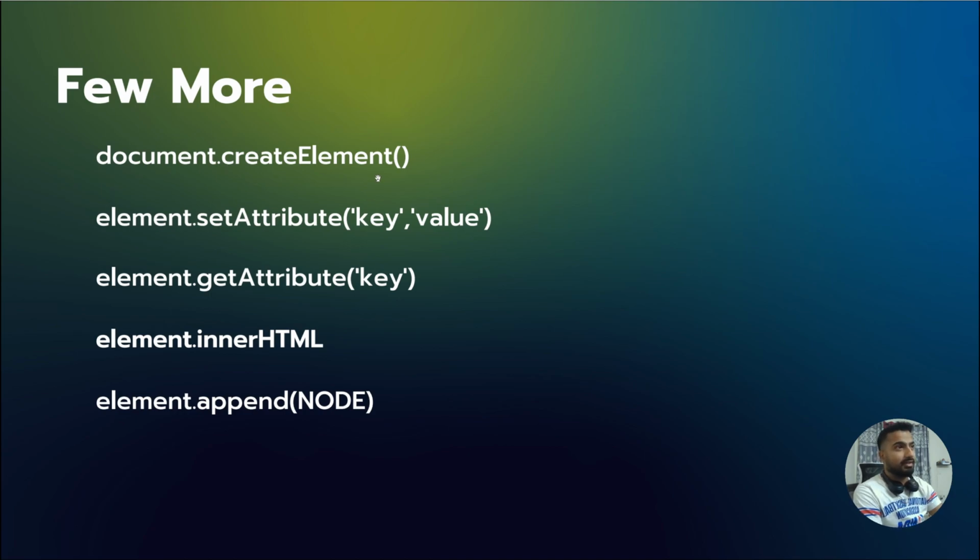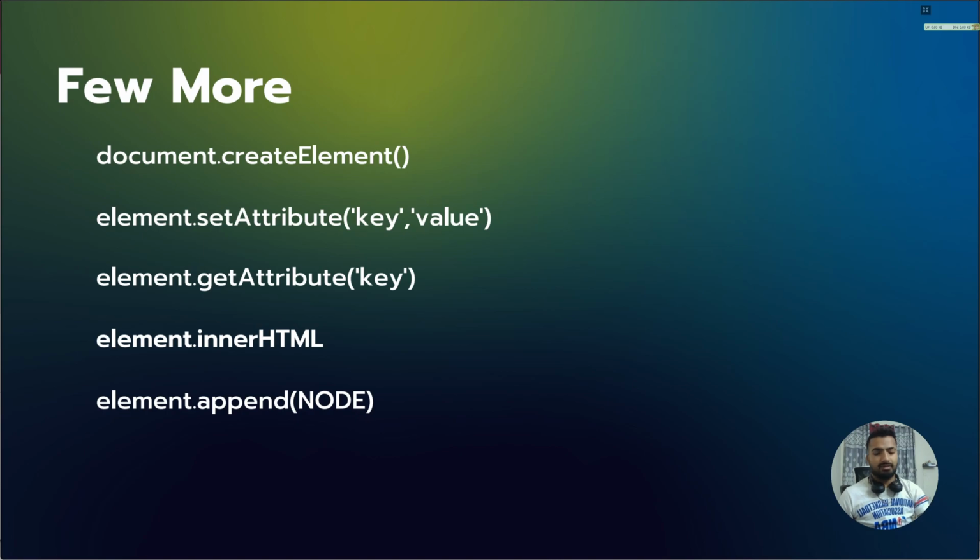We have document.createElement, which is a function that we can use to create an element dynamically using JavaScript. And we have element.setAttribute, which we can use to set an attribute inside the tag. Similarly, we have element.getAttribute, which we can use to get the attribute value. And element.innerHTML can be used to change the HTML inside the tag. Likewise, we'll see some examples. So let me just go on to that.